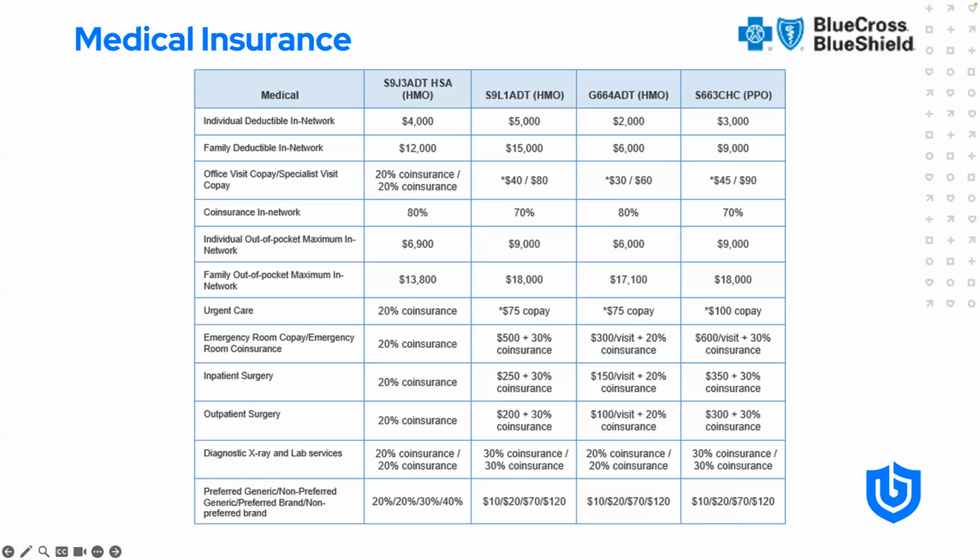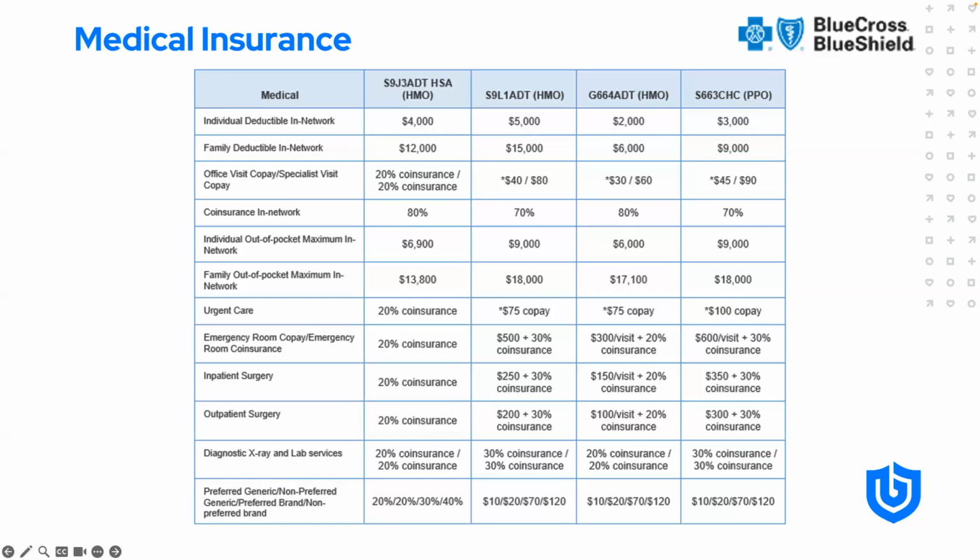To find an in-network physician in the HMO network, you can click on the provider search link under the plan during your enrollment process. It will require that you enter in the physician's name and the PCP ID number, which begins with an H, and you can find that again in the provider search link.